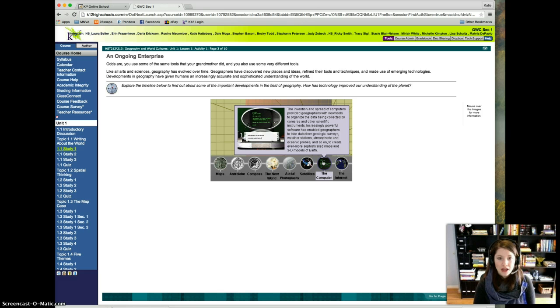The computer. The invention and spread of computers provided geographers with tools to organize data being collected by cameras and other scientific instruments. Increasingly powerful software has enabled geographers to take data from geological surveys, weather stations, atmospheric and oceanic probes, and so on, to create ever more sophisticated maps and 3D models of the Earth.